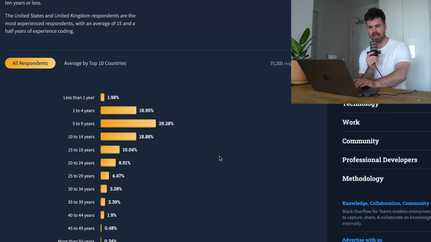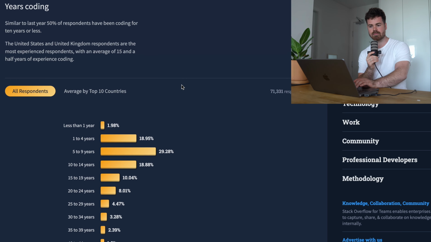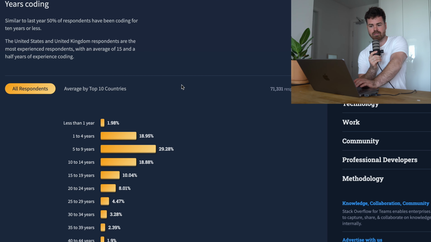If we quickly look at this part here, similar to last year, 50% of respondents have been coding for 10 years or less. That means 50% of respondents have been coding for 10 years or more, which is great to see. So that's everything we have time for today.